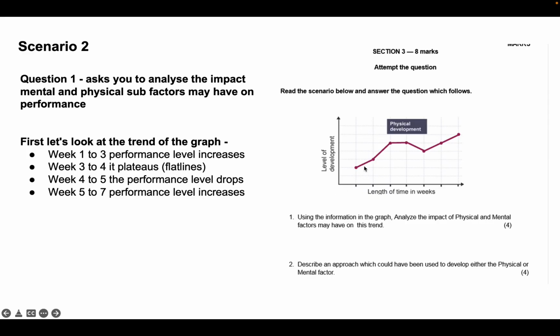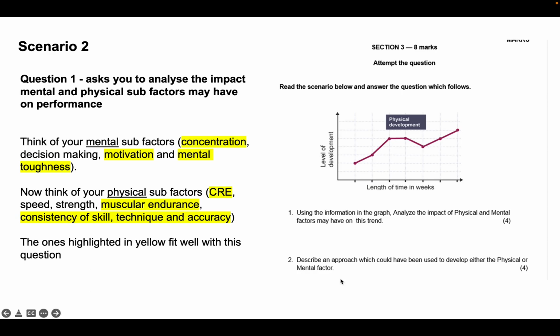So in weeks 1 to 3, we see the performance level increasing. In weeks 3 to 4, we see it flatlining. And in weeks 4 to 5, we see it dropping, and then in weeks 5 to 7 we see it increasing. So again, I would draw on the paper or I would annotate the paper here either by highlighting or by circling.